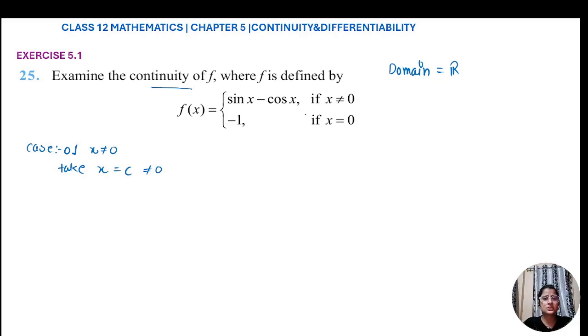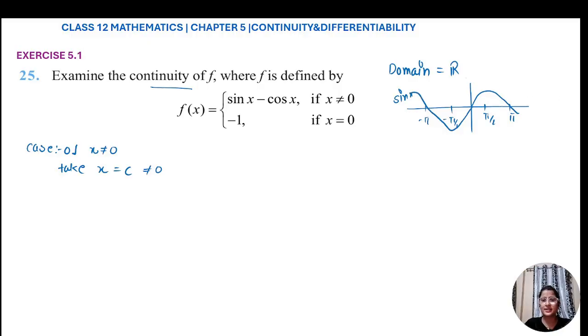Then we can easily use the algebra of continuity. I just said these things orally, let me explain how. We know that sine and cos functions are continuous. If I make the graph of sin x, this is pi by 2, pi, minus pi by 2 and minus pi. We know the graph goes like this and this. As you can see, it is a continuous graph.